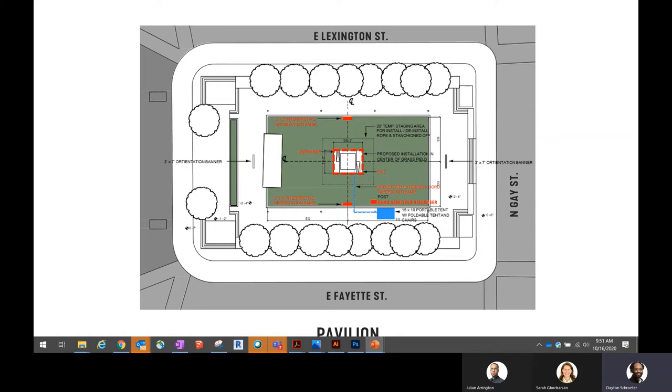Am I missing anything, guys? No. So I think, Dayton, that there will be a cover. There'll be a cord ramp over that extension cord. So it's less of a tripping hazard, but people should be aware that it's there. Right.